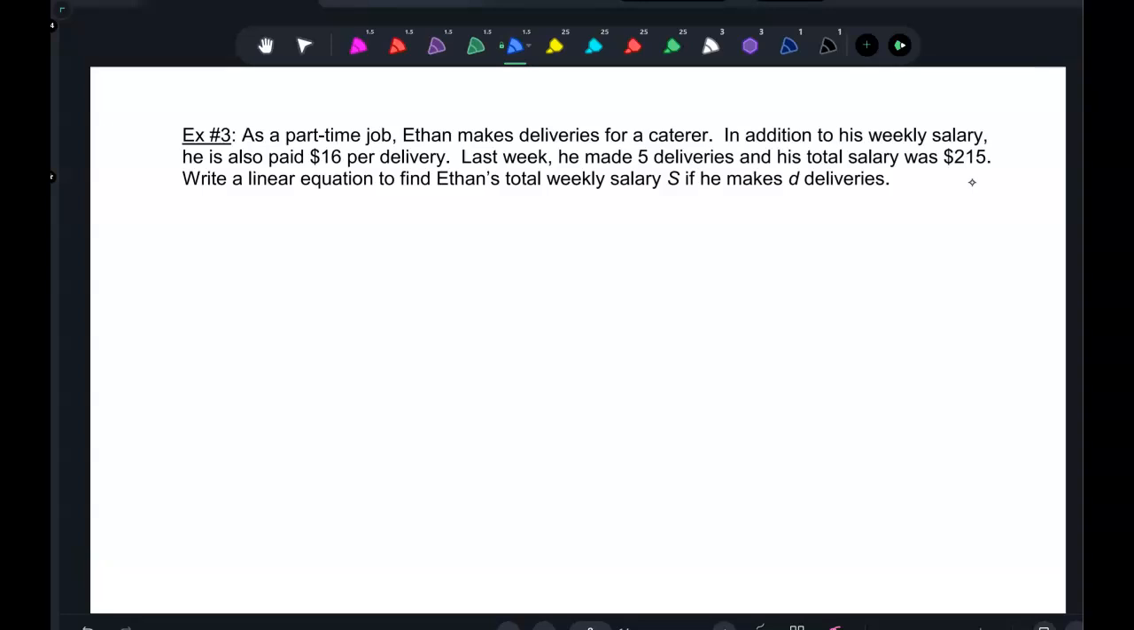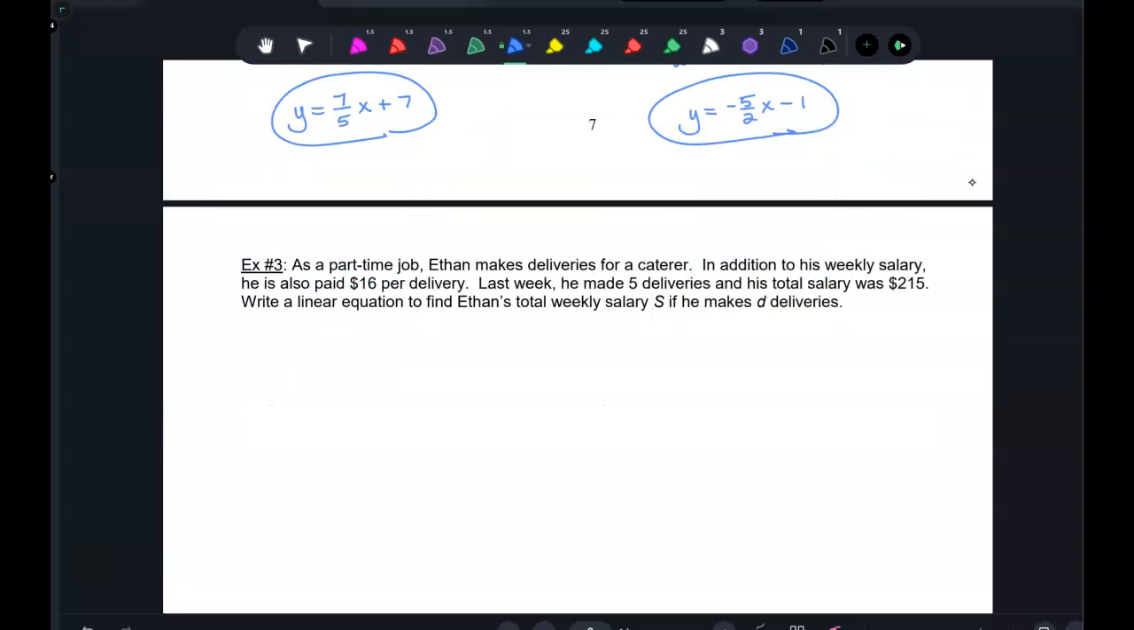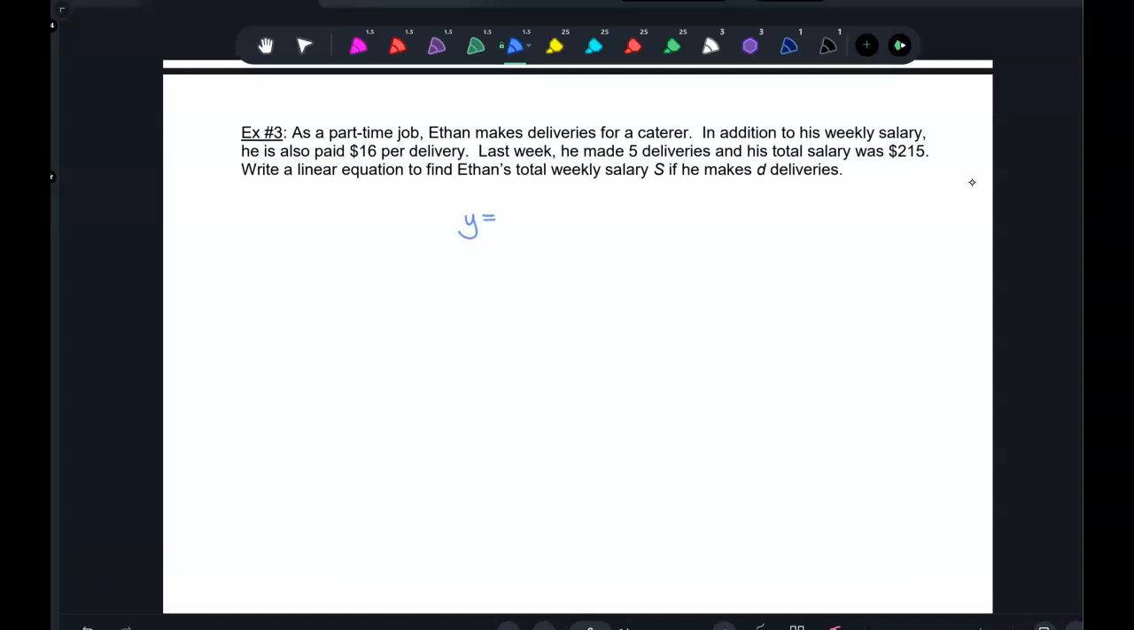As a part-time job, Ethan makes deliveries for a caterer. In addition to his weekly salary, he is also paid $16 per delivery. Last week, he made 5 deliveries and his total salary is $215. Write a linear equation to find Ethan's total weekly salary if he makes D deliveries. So instead of y equals mx plus b, we're using s equals m d plus b.